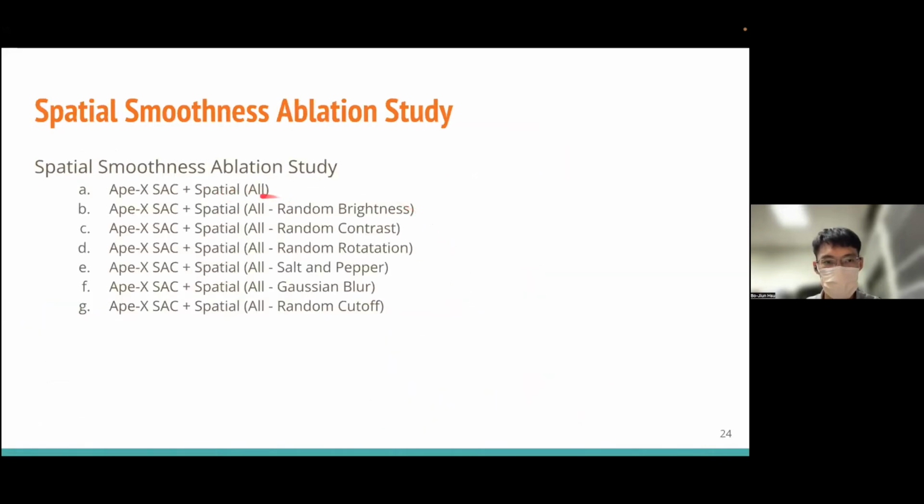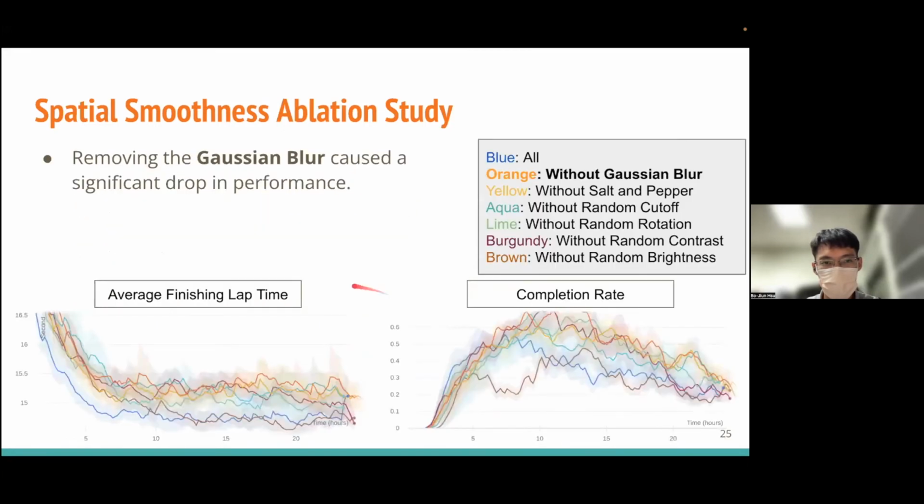We also conducted an ablation study to investigate the influence of the randomization methods on spatial smoothness. In this experiment, we individually remove each randomization method to compare the impact of each method on the spatial smoothness. We found that removing the Gaussian blur caused a drop in performance. We think it may be because when the car is in a similar place, the images will look similar after blurring. So it is more in line with the definition of spatial smoothness.